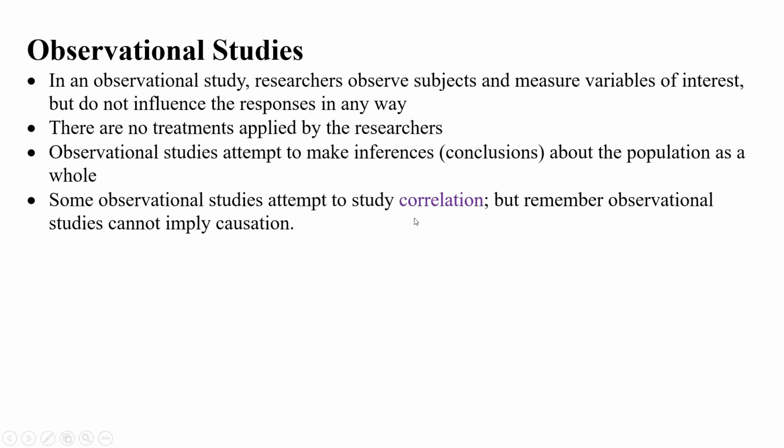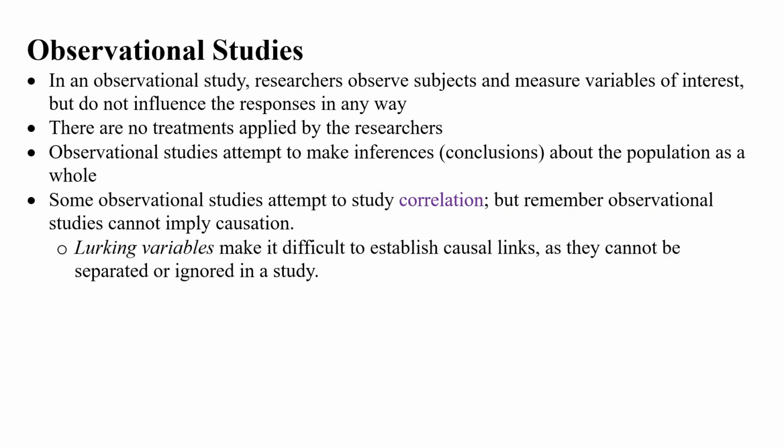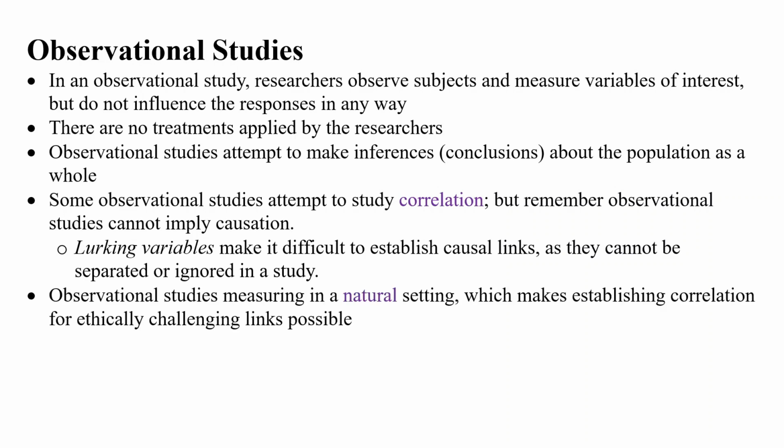Now, most observational studies cannot draw a cause and effect relationship. We'll talk about the type of study that does. Some do attempt to study correlation between two variables, but remember, they cannot imply causation. We just came off of a unit where we talked about correlation does not equal causation. That is still going to be a very true statement throughout these units. And a big reason we talked about in the last unit is because of lurking variables. It makes it very difficult to establish causal links between two variables in an observational study.